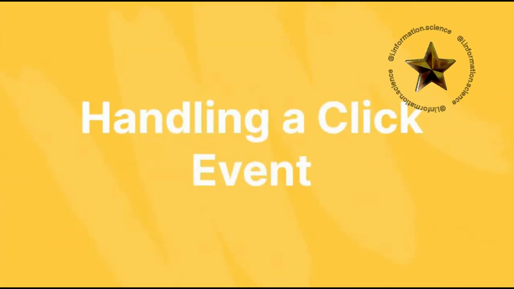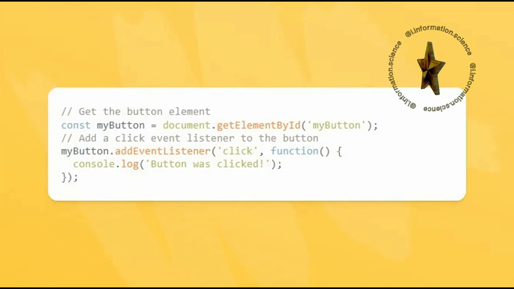Handling a click event. In this example, one gets a reference to the button element using document.getElementById. Then one uses the addEventListener method to attach a click event listener to the button. When the button is clicked, the provided function will be executed, and the message "Button was clicked" will be logged to the console.